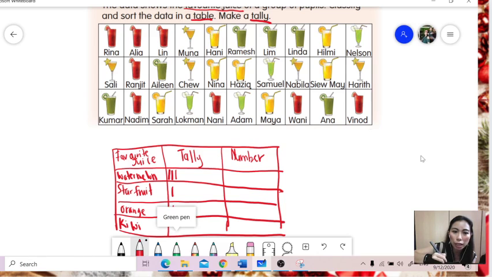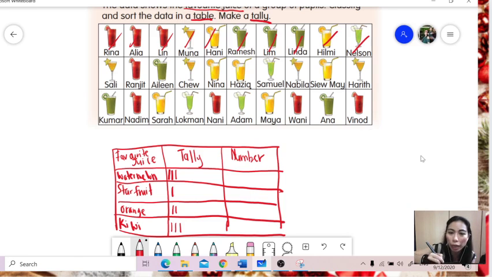Ramesh, kiwi. Lim, also kiwi. Linda, also kiwi. So I will just start to cross out the ones that I have used. It's easy for me to see. Hilmi, orange.